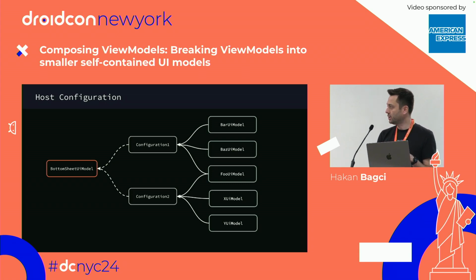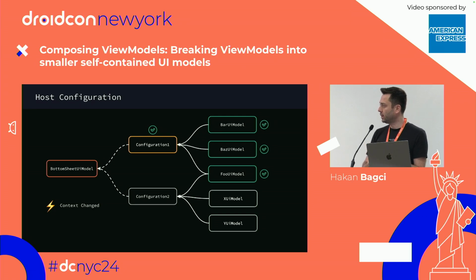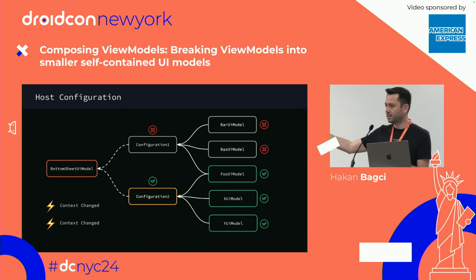Let's see configuration changes in action. So our context changed. We received some data from our backend, and configuration 1 is now the active configuration. Now we are showing bar, buzz, and full microfeatures in our bottom sheet. Then another context change happened. The active configuration is now configuration 2. It's the working state, we can call it. And we have full UI model, X and Y UI models. So full UI model is still there, and it's staying, but we just unregistered bar and buzz UI models, and X and Y UI models are registered because they are also part of configuration 2.